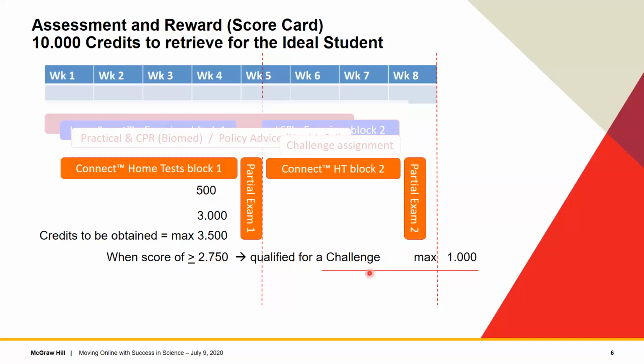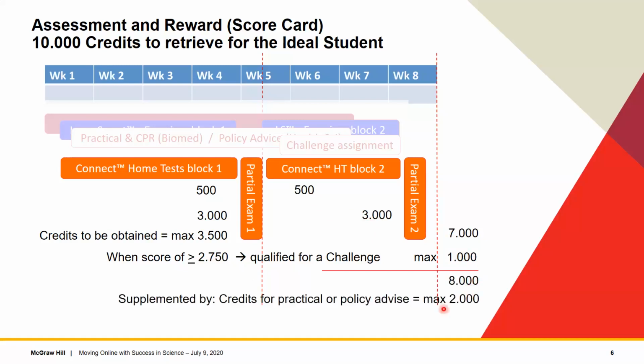This challenge they can do for a maximum of 1,000 points. Further scoring of my course is in the second block. There are also 3,500 points to earn. So this makes testing 7,000 points, and a challenge assignment for 1,000 points, together 8,000 points, and this is supplemented by the credits that are awarded for the practical assignments. So in the end, the ideal student aims for 10,000 points.